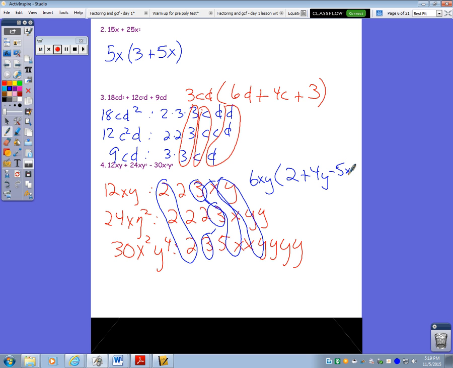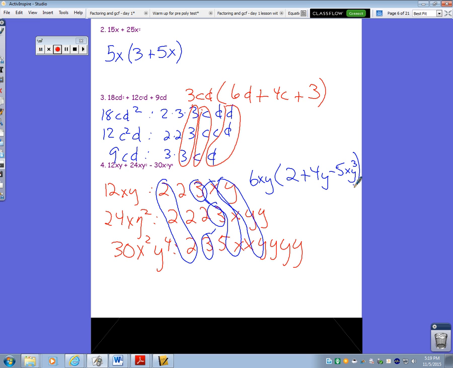Again, I want to mentally check to make sure I end up back where I was. Notice the y cubed is on the y, not on the x. Alrighty, so that looks pretty good.